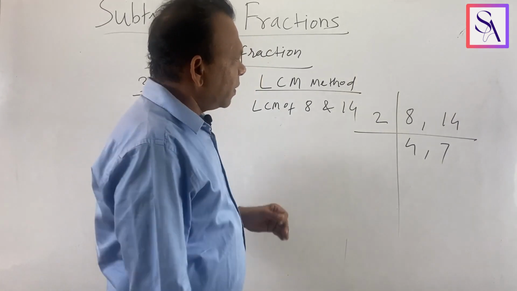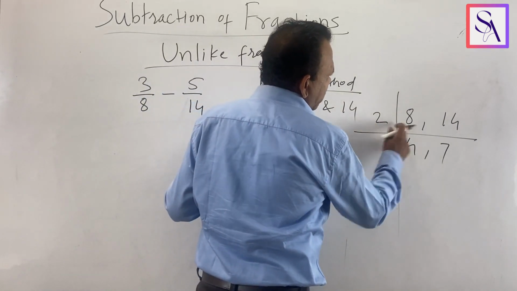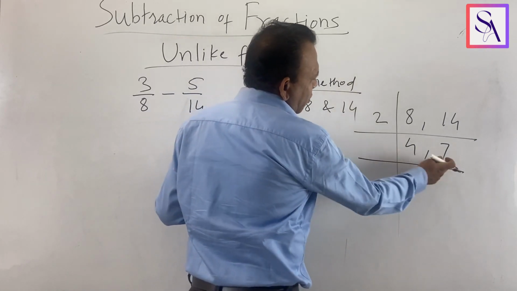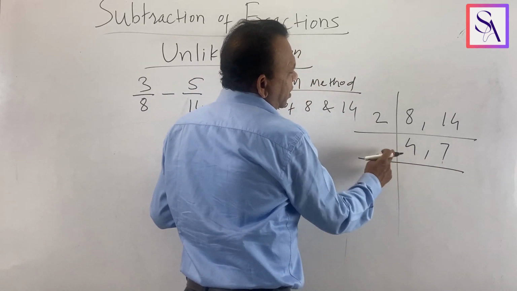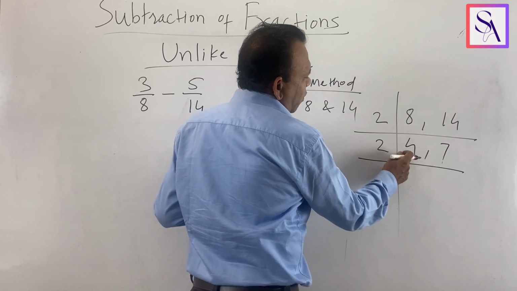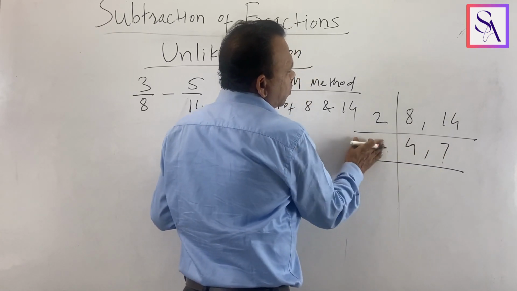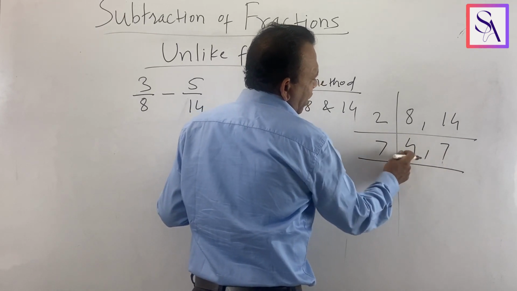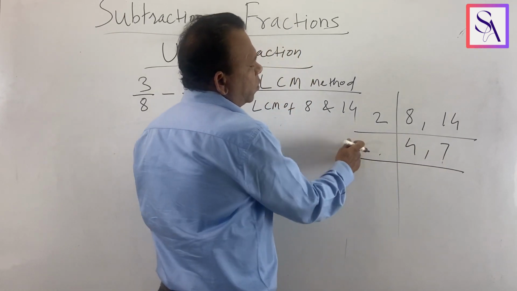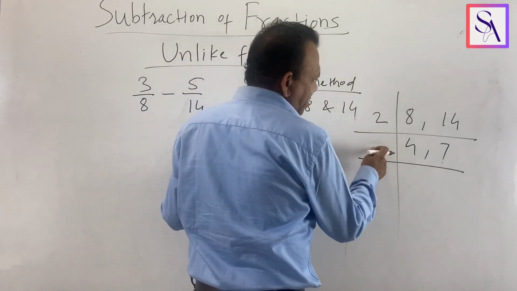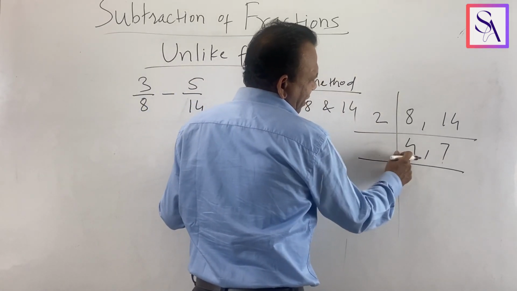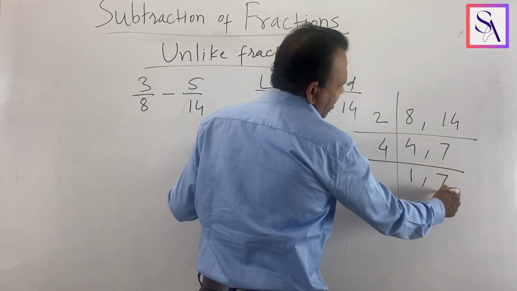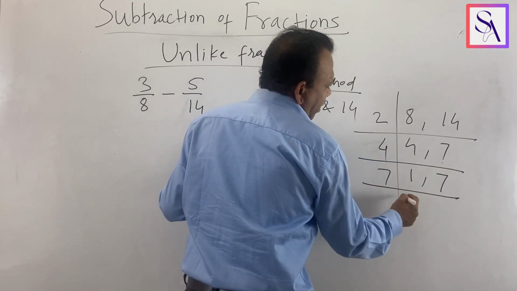Coming back to the problem, 2 4s are 8, 2 7s are 14. Now I have to find a number which will divide both the numbers. Is there any number? If I divide by 2, it will divide 4, but it will not divide 7, right? So 2 is not our number. If I divide by 7, it will divide 7, but it will not divide 4, right? So what to do? In LCM, whatever balance number is there, you can divide by that. So 4 is balanced, so you take 4 as it is, 4 1s are 4, and keep 7 as it is. Then 7 1s are 7.